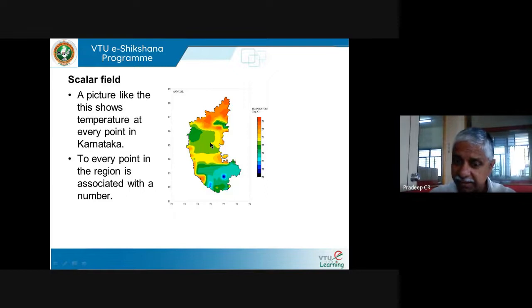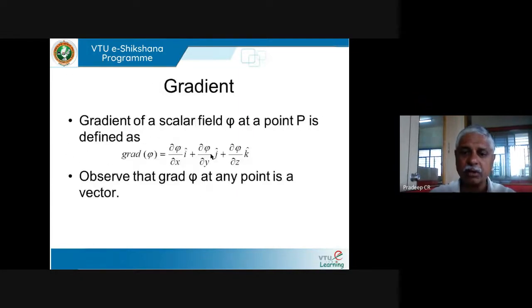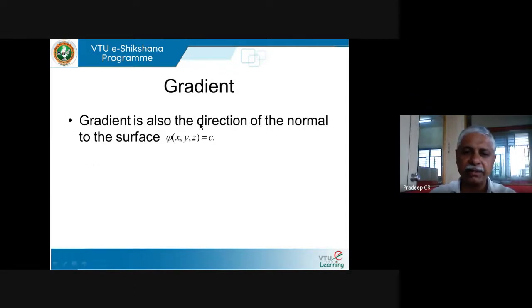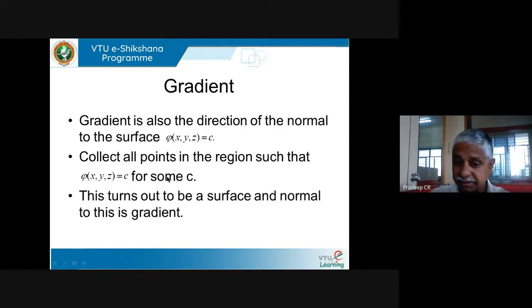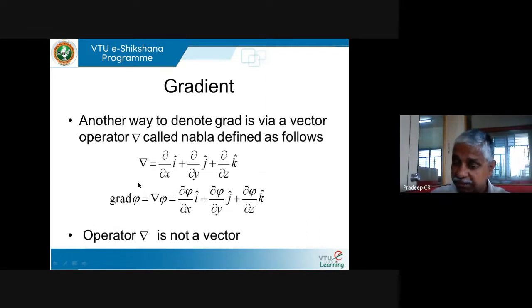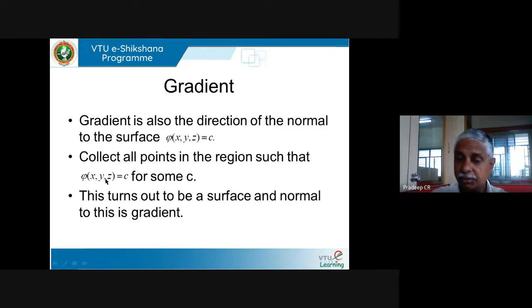Now, if this line is there, you take any point on that line, draw a tangent to that line, and draw a normal to that. That normal is gradient. That's the other interpretation of the scalar field. That's what I'm writing here. Gradient is also the direction of the normal to the surface phi(x, y, z) equal to c. That means you collect all points in the region such that phi(x, y, z) equal to c for some c. You fix some c, it doesn't matter. This turns out to be a surface in three-dimensional space. You consider a tangent plane and draw a normal. Normal means a line perpendicular to this surface, where phi is constant. That perpendicular is the gradient.